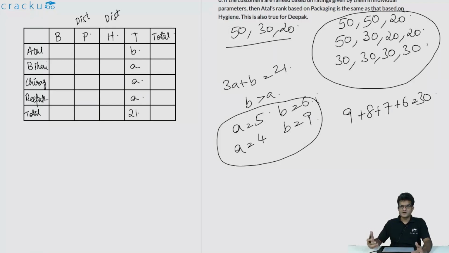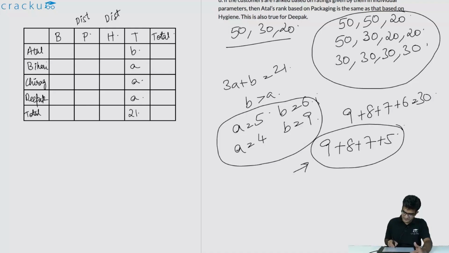Now he got a score of 29, which also is actually very high. The only way that is going to happen using 4 distinct numbers, all of them less than or equal to 9, will be if the 4 numbers are 9 plus 8 plus 7 plus 5. So this has to be his ranking in some way in packaging. We don't know who gave him 9, who gave him 8, but we just know that the maximum possible is 30 and he scored just 1 less.